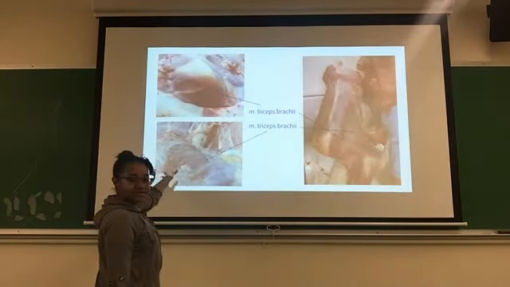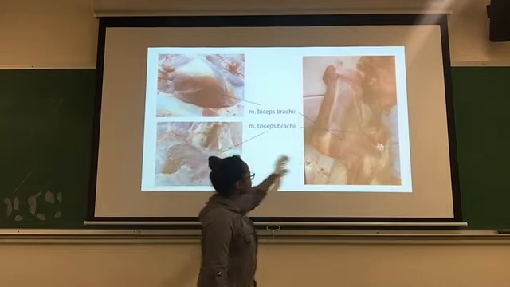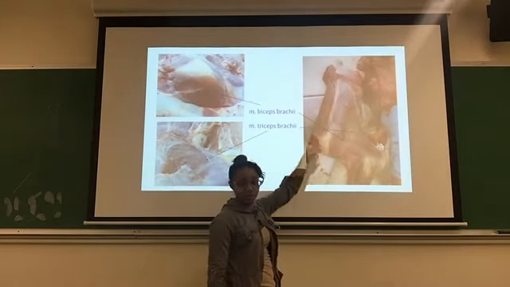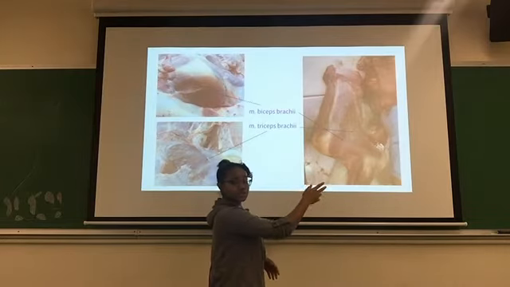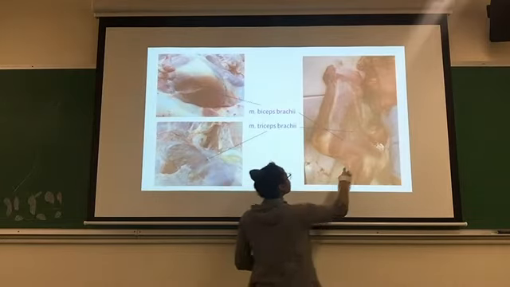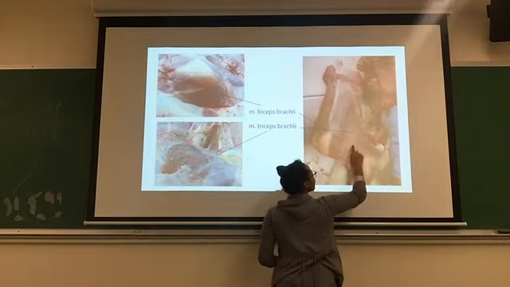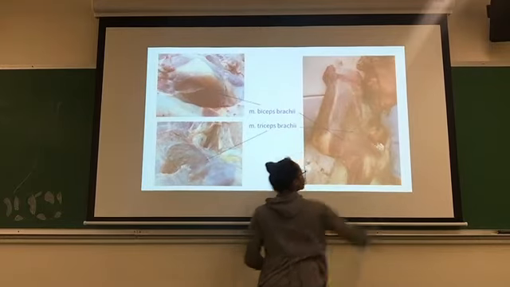To the left, you can kind of see individual pictures of the two, versus to the right, you can see an entire upper portion of the forelimb, and you can see their location in relation to one another. The biceps brachii is actually here, and it's in front of the triceps brachii shown there.